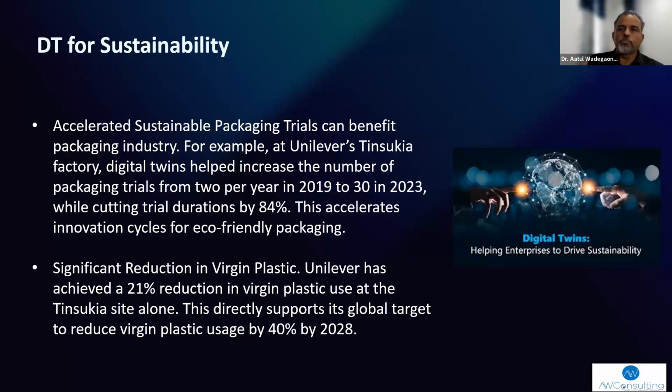So how much, with very low cost, 30 iterations. And similarly, they have reduced the virgin plastic, achieved a 21% reduction in virgin plastic use at this Tinsukia plant itself. And the global target by 2028 is that we should reduce virgin plastic by 40%. So it's not one area where we see the effect. The moment we start implementing, we see the rippling effect of digital technology.